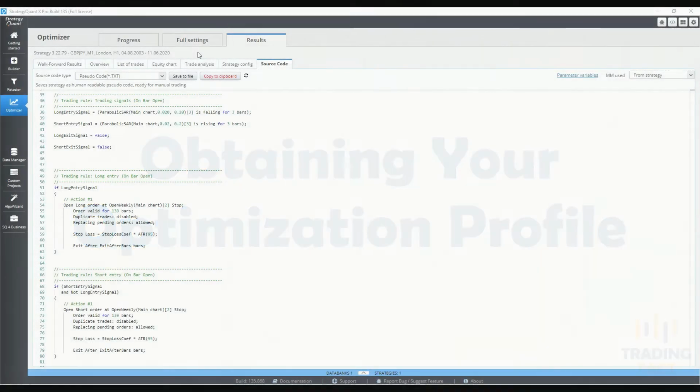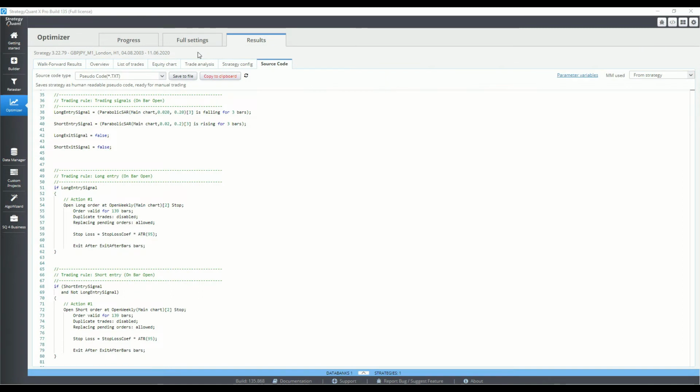I'll grab one of my trend-following strategies and run it through StrategyQuant's optimizer. Here's the full strategy pseudocode. It captures breakouts by placing stop entries at the previous week's opening price. An ATR-based stop-loss and bar-based time stop are used for trade management.